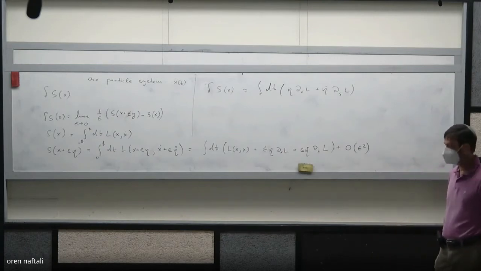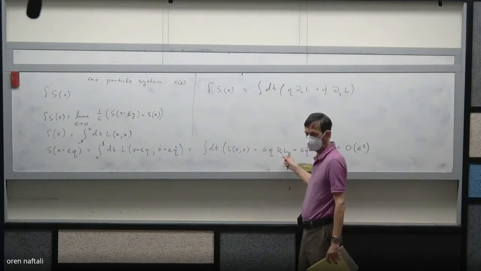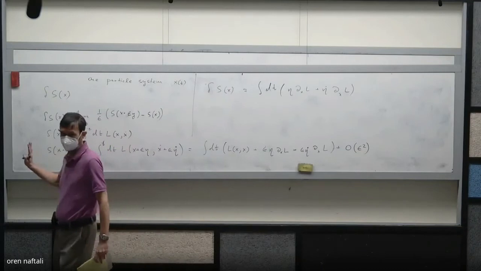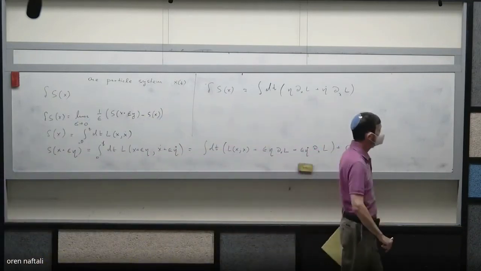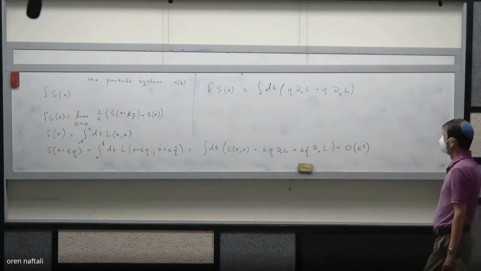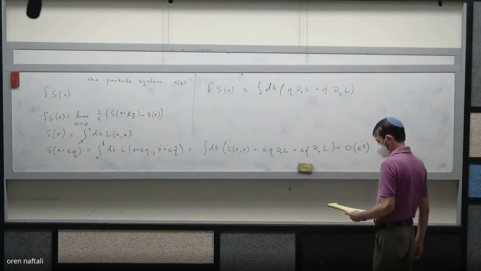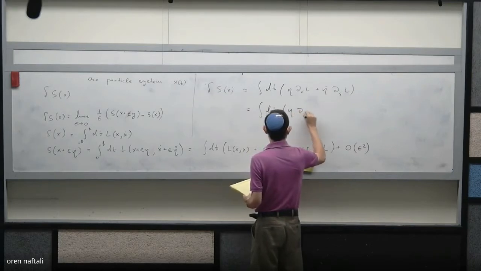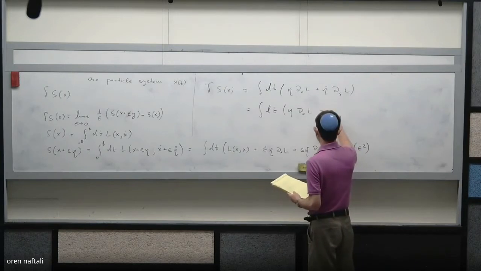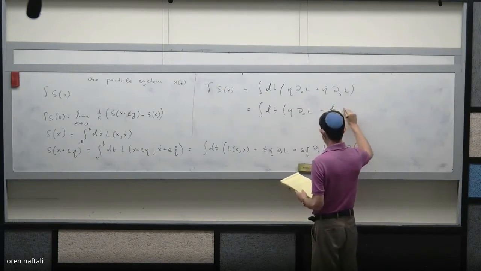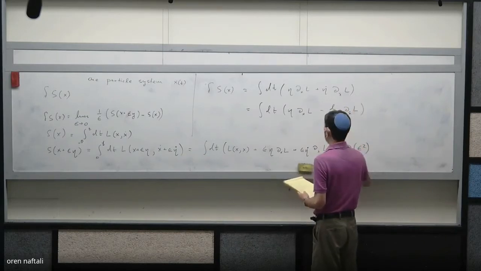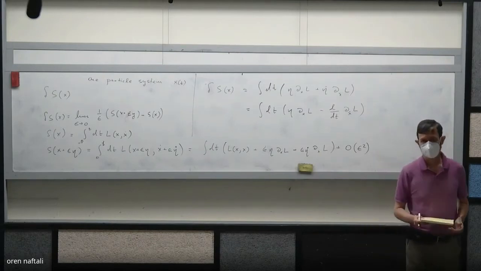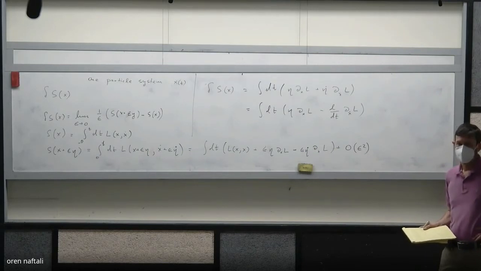Subtracted, divided by epsilon, so this falls off. These two are what I'm left with, divided by epsilon, and ending up with what's written here. Okay. What did I do here?